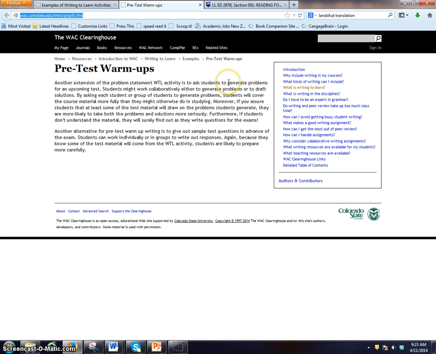So you'll see that this strategy asks you to generate problems for an upcoming test. Now, this is different from generating questions. Think about the difference, right? So you could have very factual questions. What is motivation, right? That's very different from generating a problem, which is more like a real scenario.